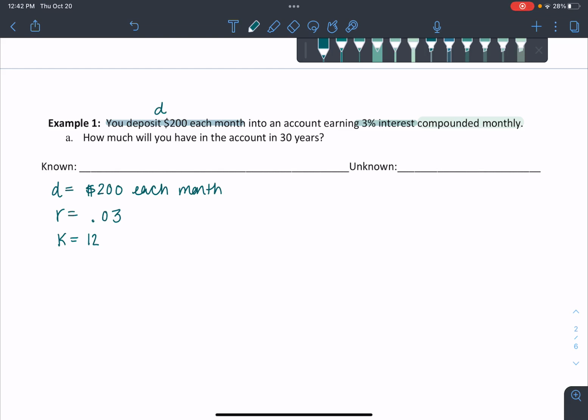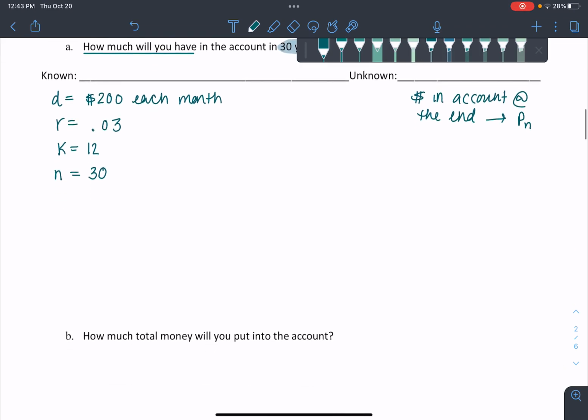How much will you have in the account in 30 years? So what they're giving you is the number of years that this is going to be going on for, right? That's my N. This is going to go on for 30 years. I'm saving for 30 years. And they want to know how much will you have? And so the thing that we don't know is the money in the account at the end. And if you remember our conversation not too long ago, that should be P sub n. So what we don't know is P sub n. That's what we're solving for.